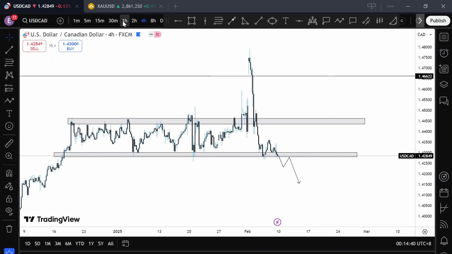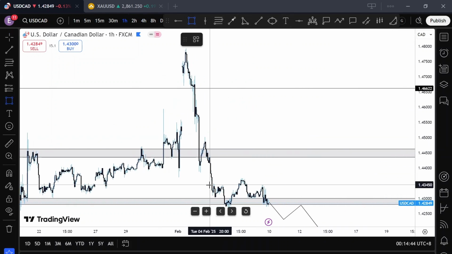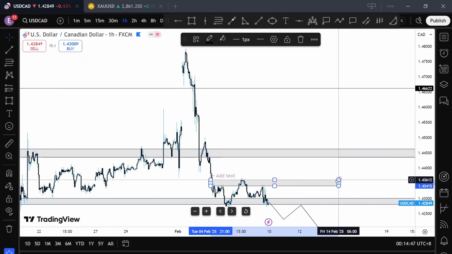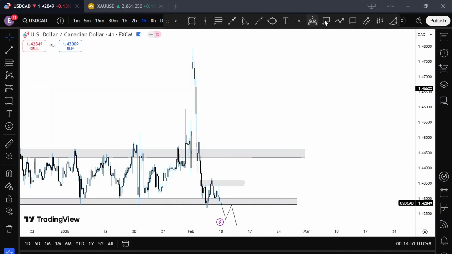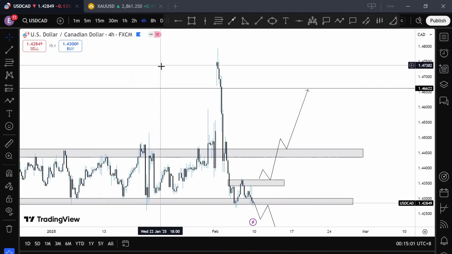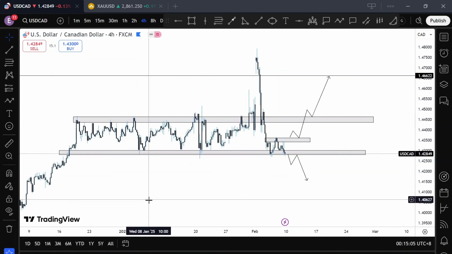But what I'll be looking out for in the 1 hour time frame for confidence to buy, I want to see price come back to this region here. So more or less, we want to see price break above this region, we test it, then we can start looking for buy opportunities to continue to the upside. Okay, so this is more or less what I'll be looking out for here on the USDCAD.